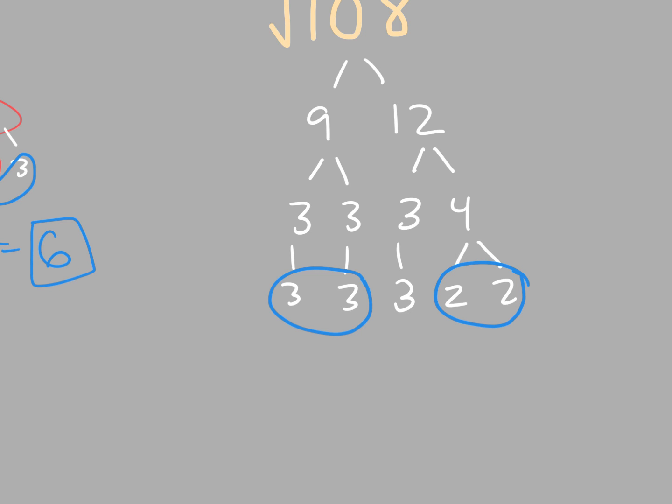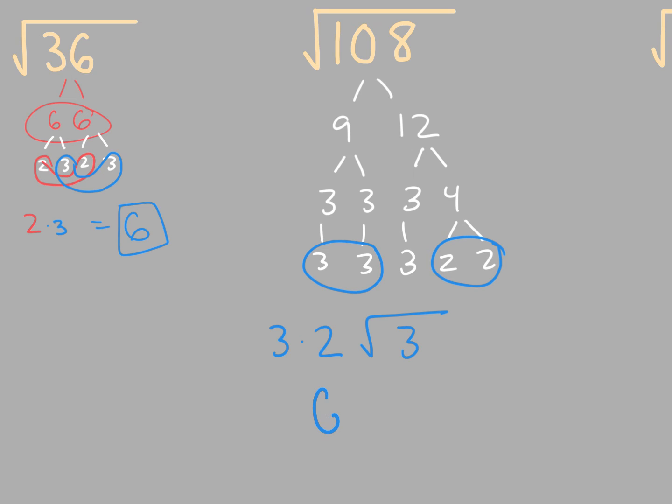So what's going to go on the outside? 3 and 2. 3 times 2. And what stays on the inside? 3. So it's 3 times 2, 6. So it'll be 6 square root 3.